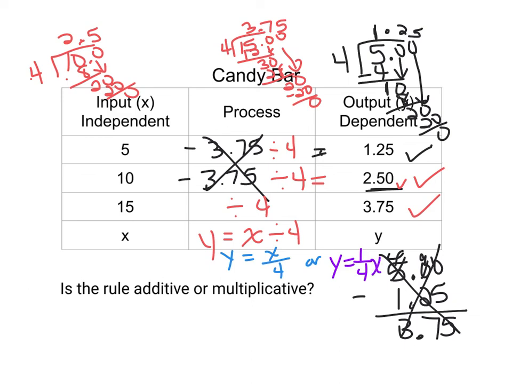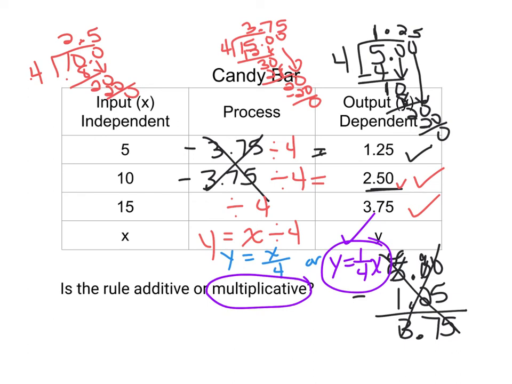And 1/4 is like dividing by 4. So I'm going to go ahead and write that as my answer. So my answer is y is equal to 1/4 times x, which is the same as x divided by 4. So this rule is multiplicative because it's a division rule. So we make sure that you're writing multiplicative. Make sure that you're putting division here, but the answer should be this.